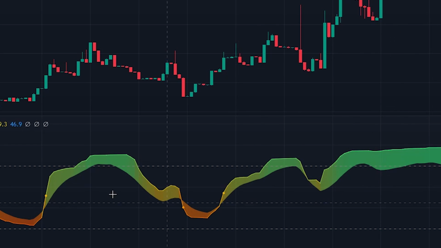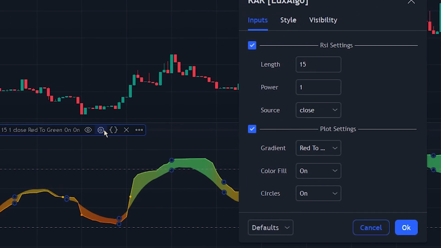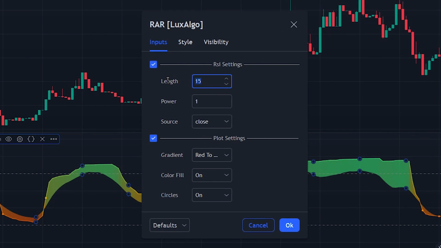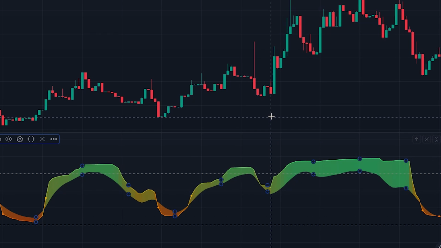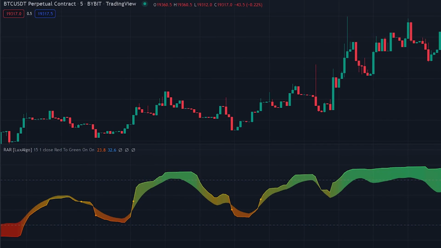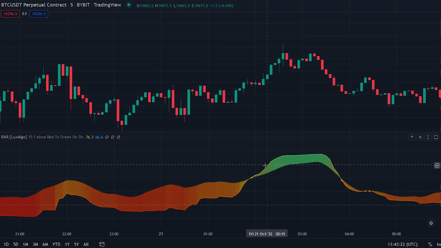Now let's head over to the settings and see what inputs can be changed. As you can see, just like with the RSI, we can change the length of the indicator, however we won't be doing that. Instead, we will keep this indicator on default settings. Now let's take a look at some entries that can be made with this indicator. First, let's go over when to enter into a buy position.